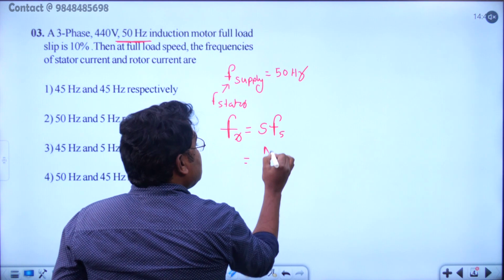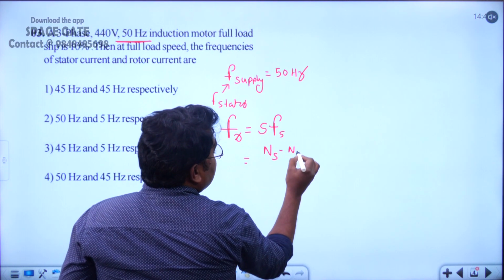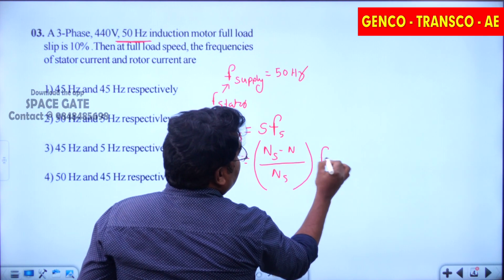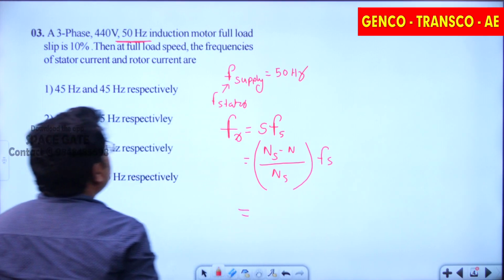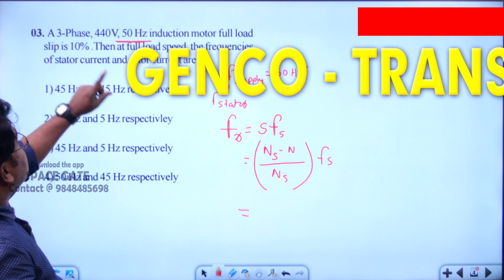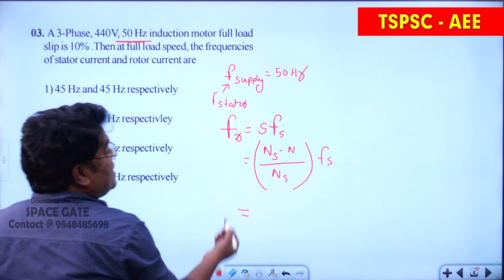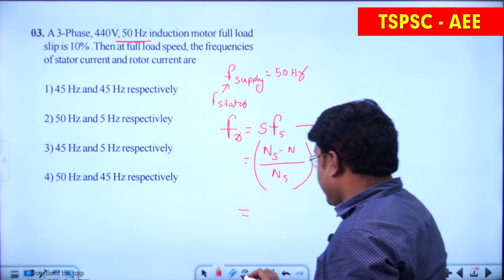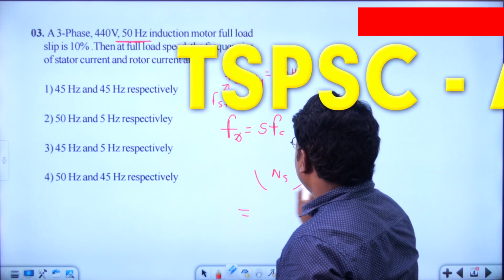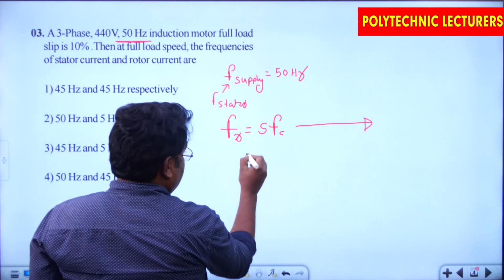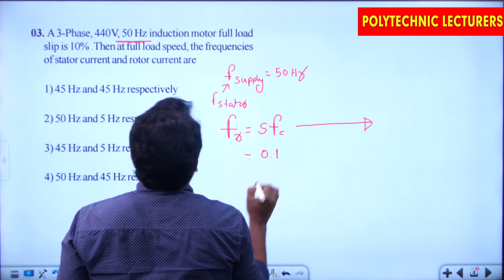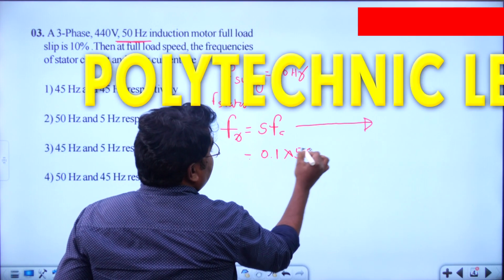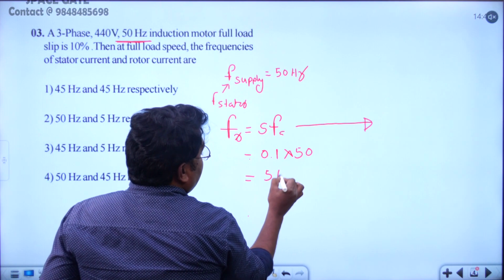How do we get the slip? Slip is equal to (ns minus n) by ns. Here the slip is given directly, so we have no need to find this part. If s is equal to 0.1, which is 10%, then Fr is 0.1 multiplied by 50, which is equal to 5 Hz.